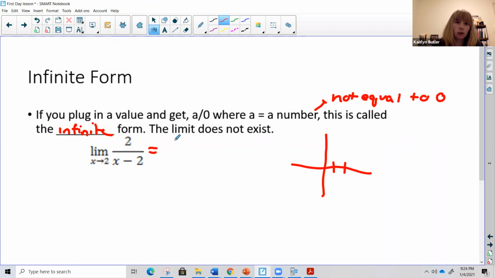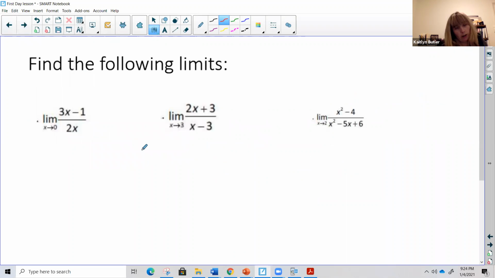So like for this one, if I plug it in, I'd get 2 over 2 minus 2. So I'd get 2 over 0. And for this limit, we would say does not exist. Right, and here are 3 more that are like that. We'll just do the first one. If I plug in 0, I get 3 times 0, which is 0, minus 1, negative 1, over 2 times 0, which is 0. And anytime I get a number that's not 0 over 0, we say it does not exist. It's the infinite form.